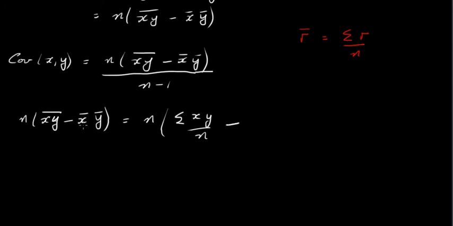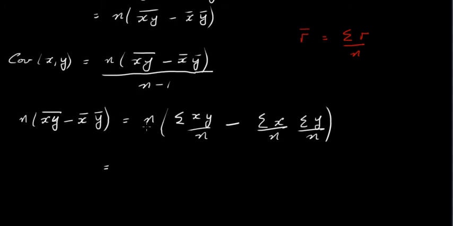Next one, here we have the x bar. From this, that's just going to be the sum of our x's, and again that's going to be divided by n. Here we have a y bar, that's just going to be the sum of our y's divided by n. Okay, so let's just have a look at what we can do next.